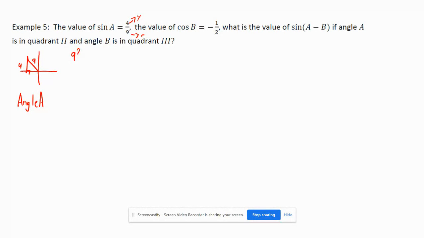So if I go 9 squared minus 4 squared, that's going to equal 81 minus 16, which is 65. That means this guy over here is going to be the square root of 65, but it's going to be negative in here. So it's going to be negative root 65 because we're going to the left. Therefore, cosine of A is negative root 65 over 9. Okay, so there's our cosine A. We'll need that.